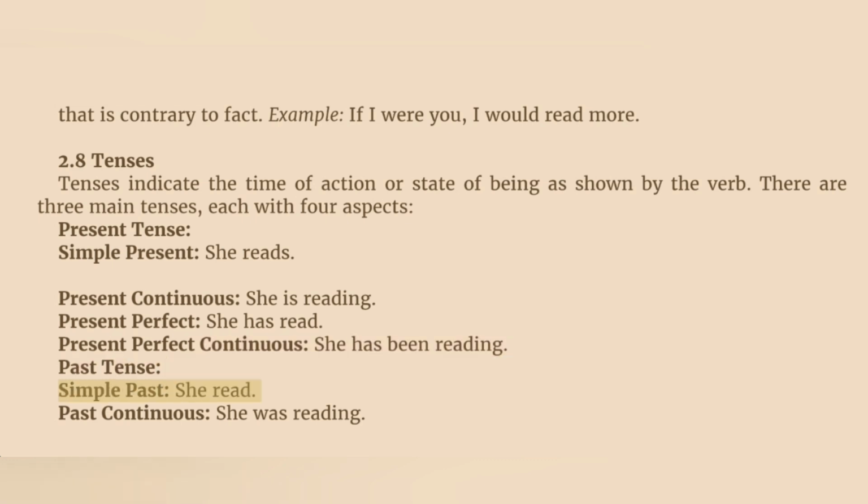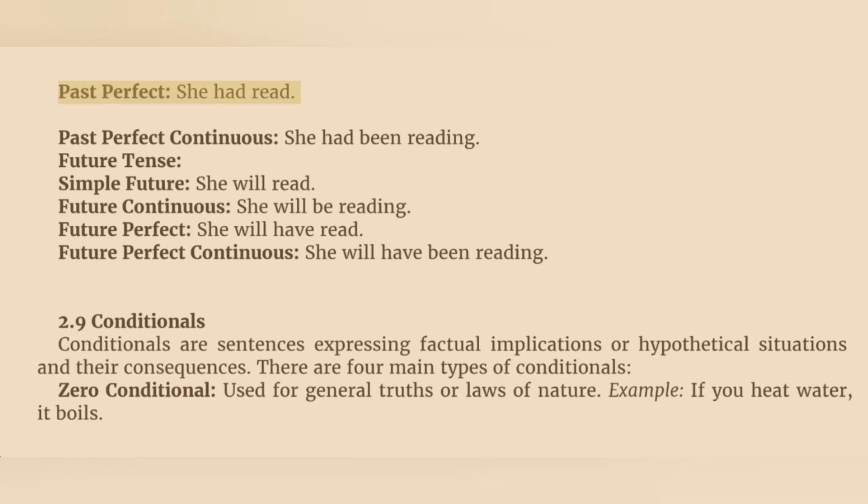Past tense. Simple past: she read. Past continuous: she was reading. Past perfect: she had read. Past perfect continuous: she had been reading. Future tense. Simple future: she will read. Future continuous: she will be reading. Future perfect: she will have read. Future perfect continuous: she will have been reading.